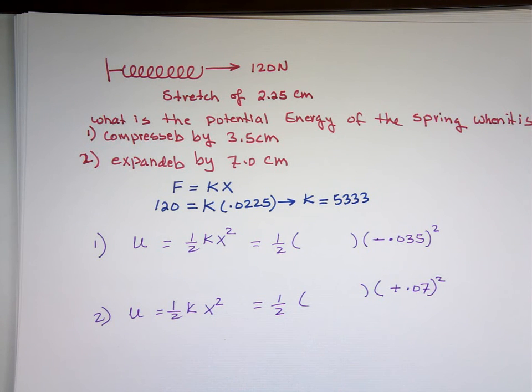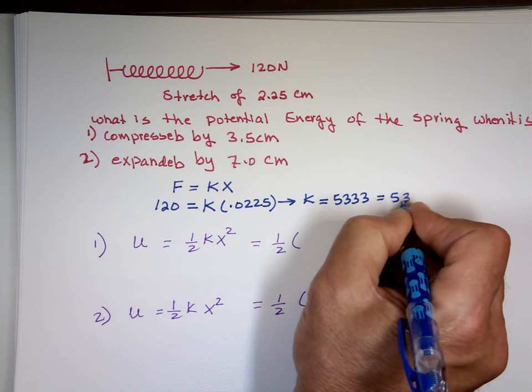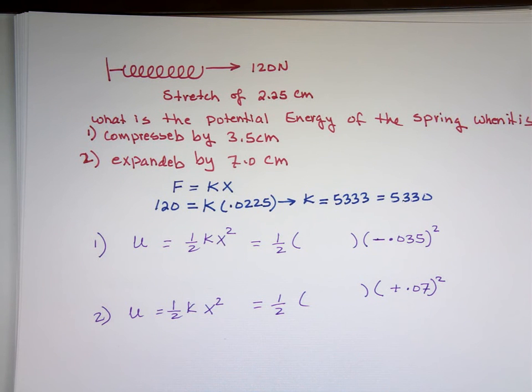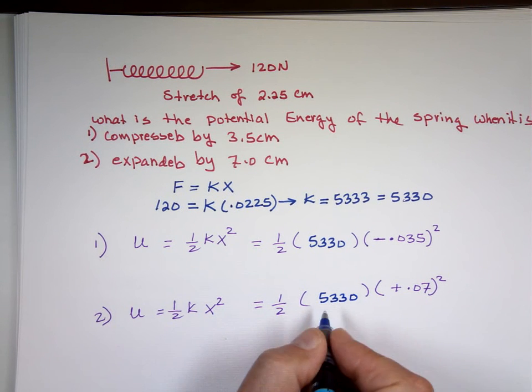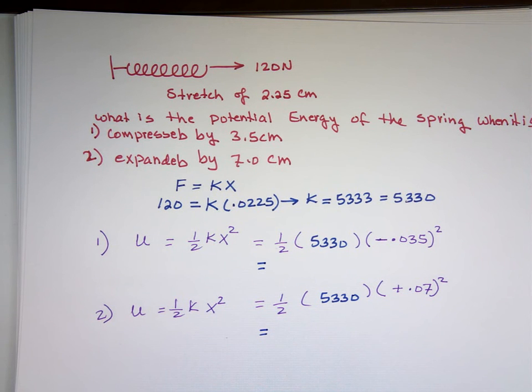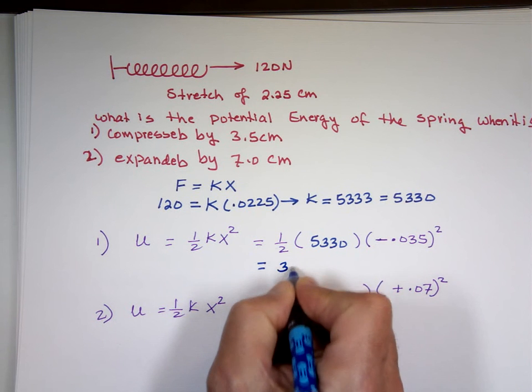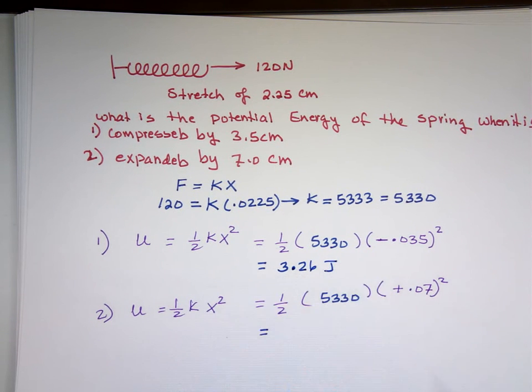The book was using 3 significant digits, so 5330. All the numbers were 3 significant digits. I just didn't put them in. So if I use that number 5330 for each one, I can tell you the answer for each of these questions. 0.5 times 5330 times 0.035 squared. Now, did you hear me? I didn't say minus because you're going to be squaring that. When you square it, it doesn't really matter. It's going to be positive. And if you expand that by 7 centimeters, the answer is 13.1.